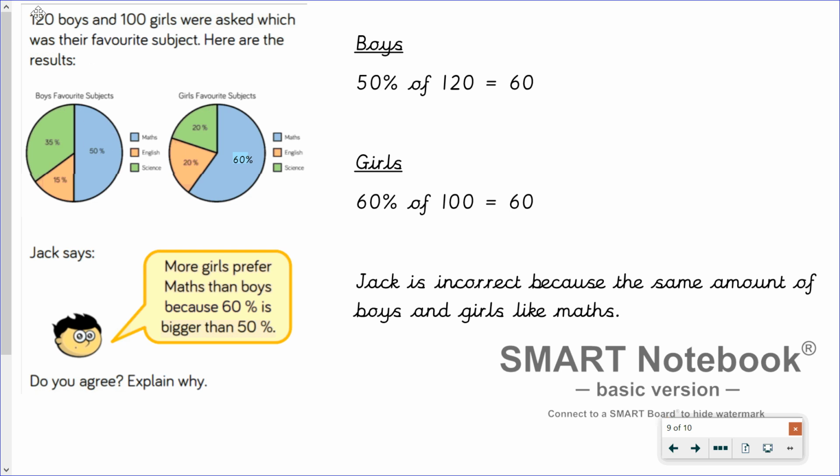50% of the number of boys, which is 120, is 60. Now the number of girls was different. So there are 100 girls and 60% of 100 is also 60. So Jack is incorrect because the same amount of boys and girls like maths. Okay, so sorry about the computer error there. Hopefully we got that question and you were able to solve it.